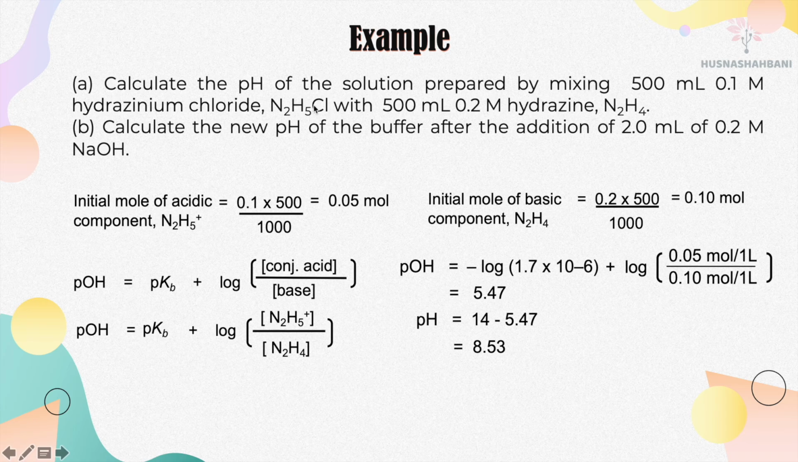Salt will dissociate to become N2H5 plus and Cl minus. So you need the concentration of N2H5 plus, because the concentration of conjugate acid is equal to the concentration of the salt, because it completely dissociates. So that's why we calculate the number of mole as 0.1 times 500 divided by 1000, because you need liter, so that's why divide by 1000. This is the number of mole for 500 ml.